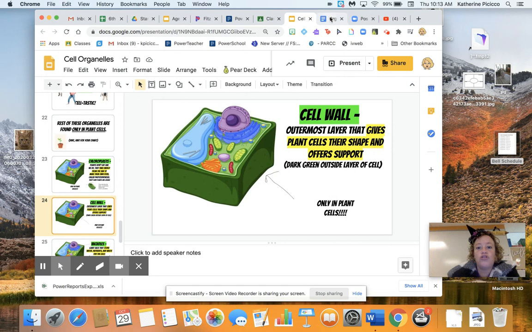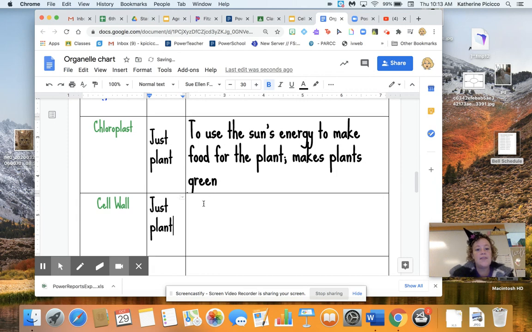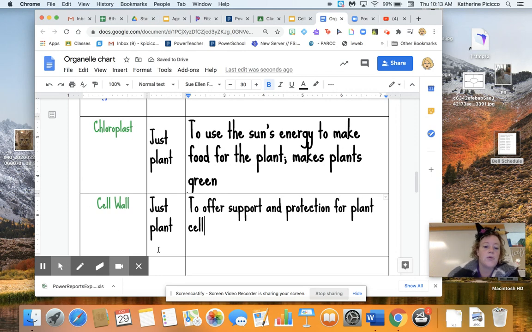So let's go ahead to our chart and write that in, or type it in, I should say. So cell wall, again, just the plant. And the cell wall's job is to offer support and protection for the plant cell. Okay?